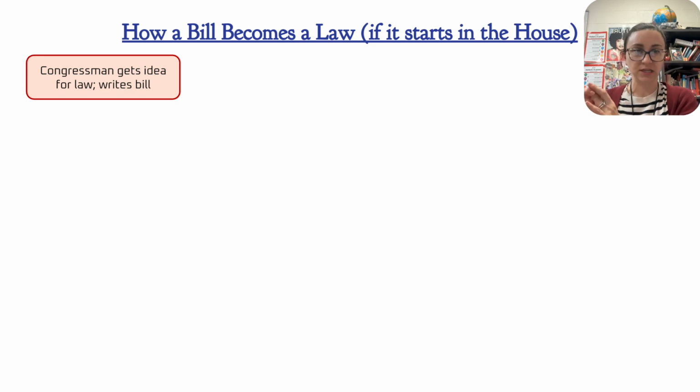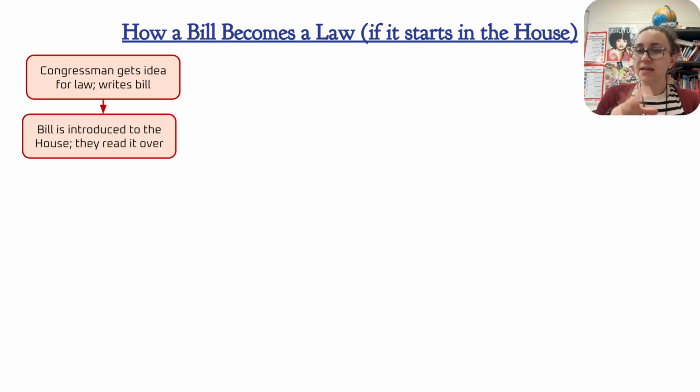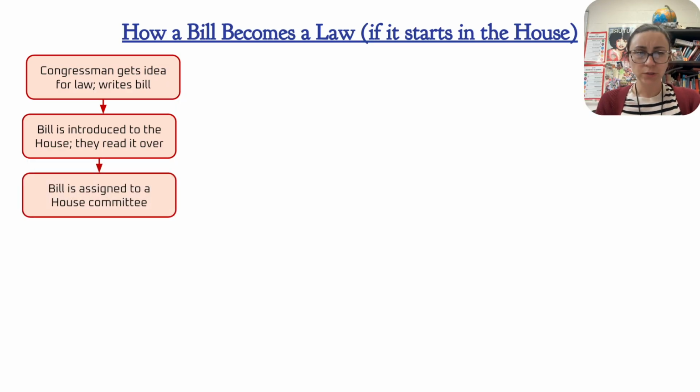Let's say a congressman gets an idea for a bill. So he will get an idea for a law, write it down, and he'll write this bill. Then the bill goes to the House, and they will read it over, and the House Majority Leader usually will assign it to a House committee. Now, there are a lot of committees in the House, and we'll talk about that in just a minute, but they are groups of people who have expertise in things. So there's an education committee, a war committee, a finance committee, a rules committee, all these things. And so they'll assign the bill to a committee.